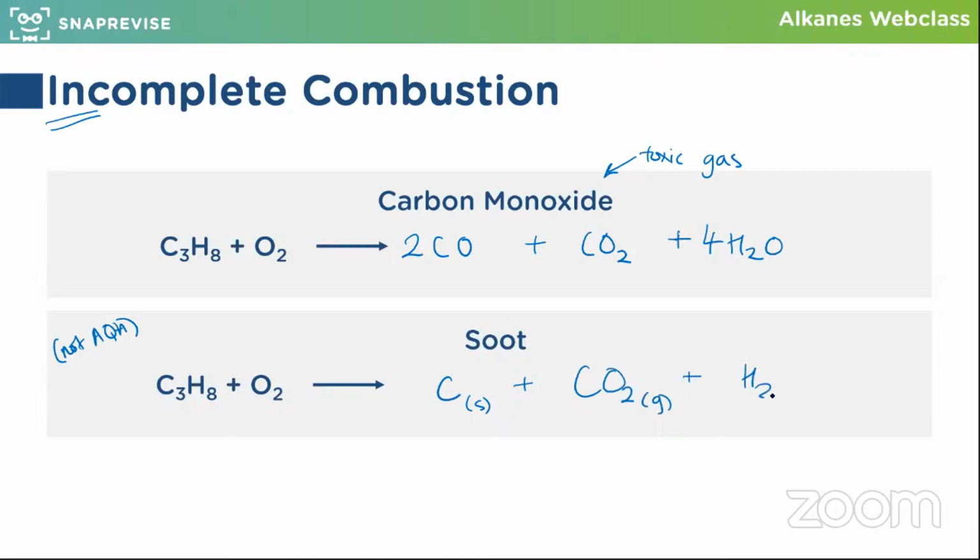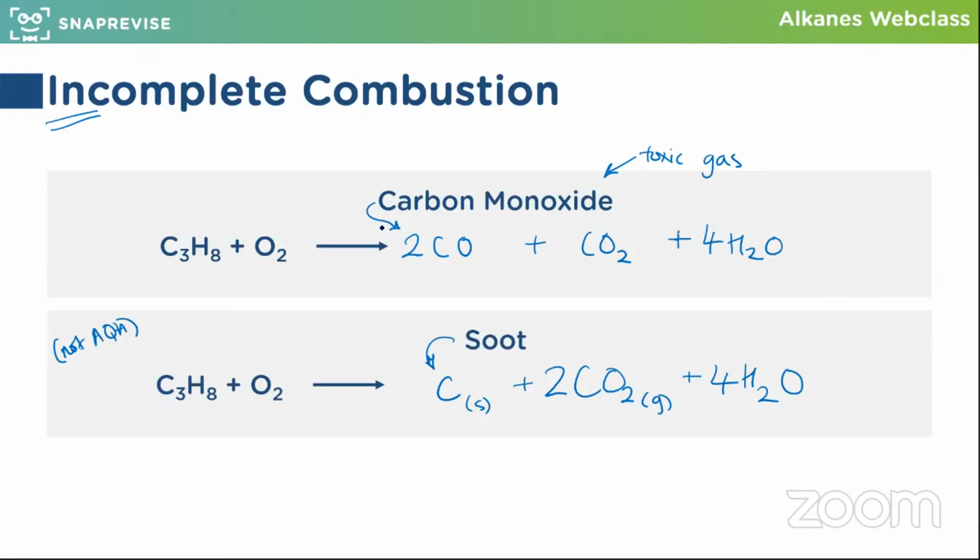And then we can just balance it again. So that should be 2 of those and 4 of those. So this is our soot and this is our carbon monoxide. Yes, you can have unburnt hydrocarbons as well, but we're not going to go through that today. So this is incomplete combustion.